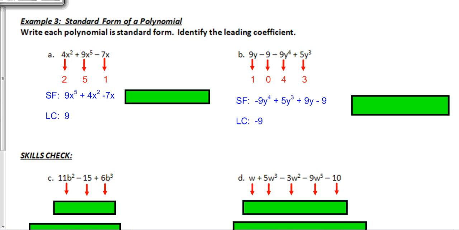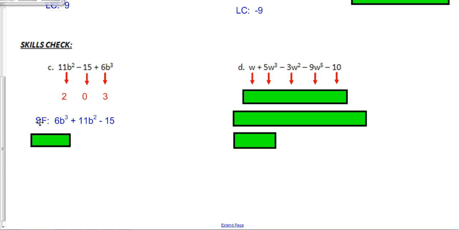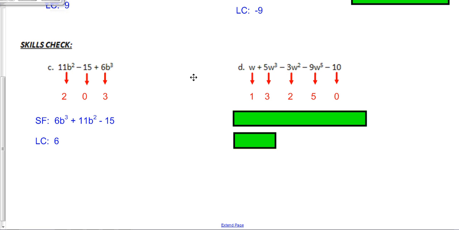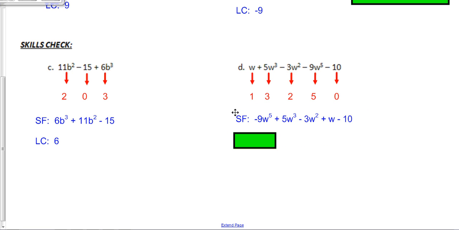Go ahead, pause the video, and work through the next 2 in the skills check. Here's my degrees that I would have. Again, putting in standard form, highest degree first, along with my leading coefficient. In D, find out my degrees. Writing in standard form with the highest degree first, and my leading coefficient. This will conclude lesson 27.